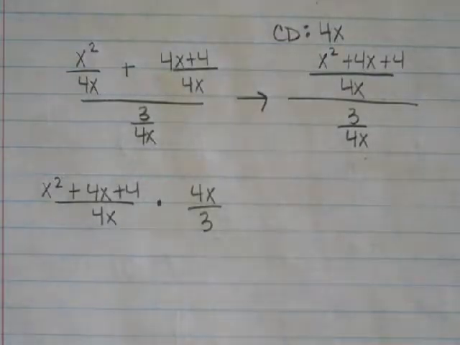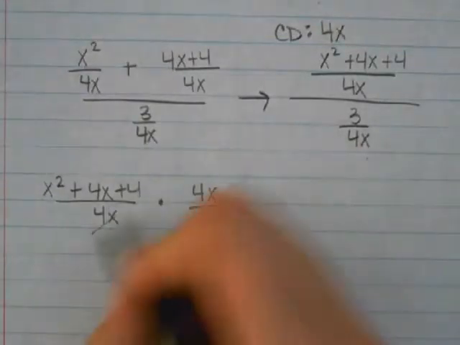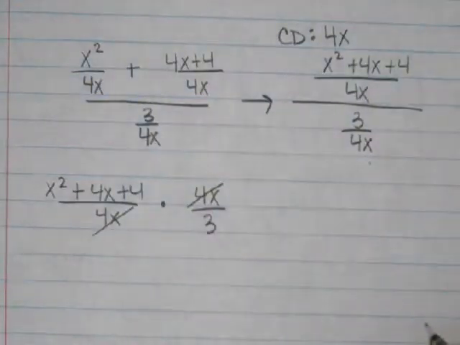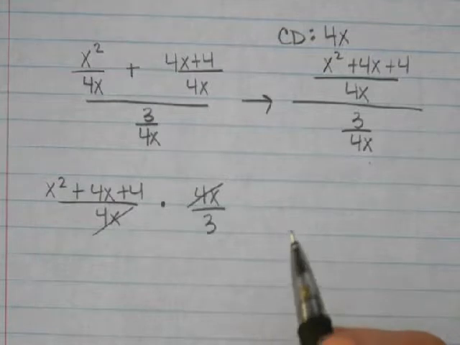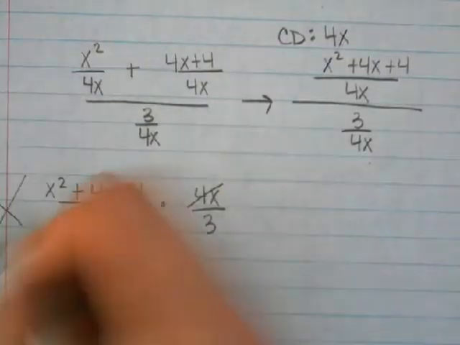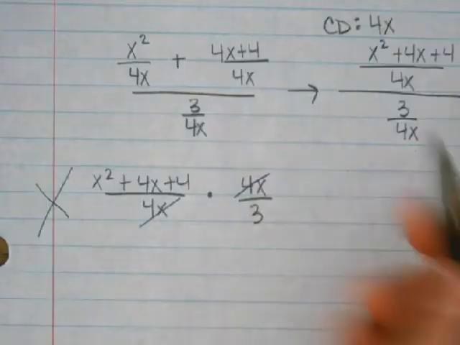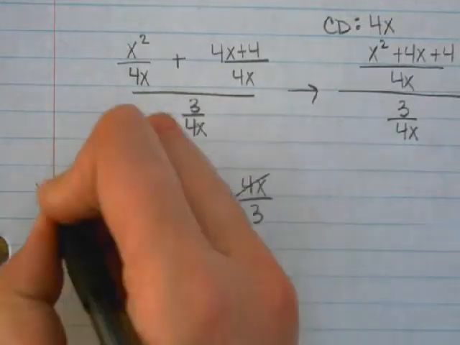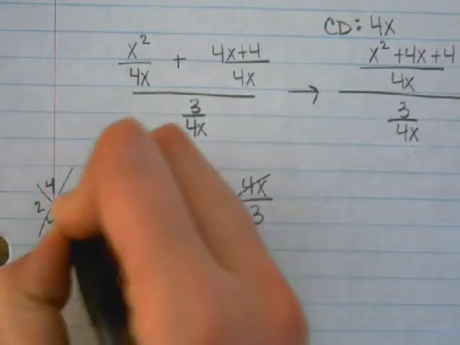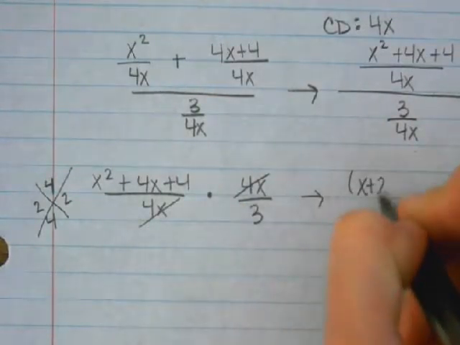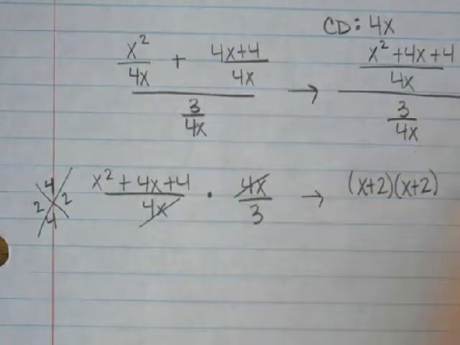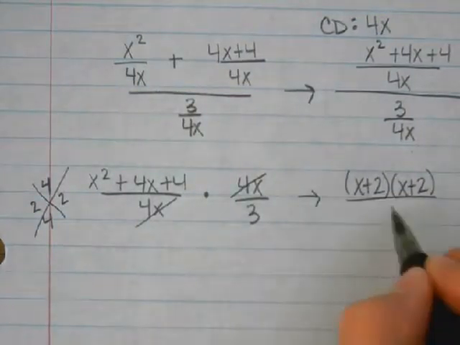So if we look at this, I can see that the 4x's cancel, right? And then I can also see that there's some factoring that I need to do. So x squared plus 4x plus 4, how do we factor that? That's a diamond, right? So we are multiplying to 4, and we're adding to 4, and that's 2 and 2. So what we really have on the top is x plus 2 and x plus 2. And then on the bottom, all we have left over is a 3.